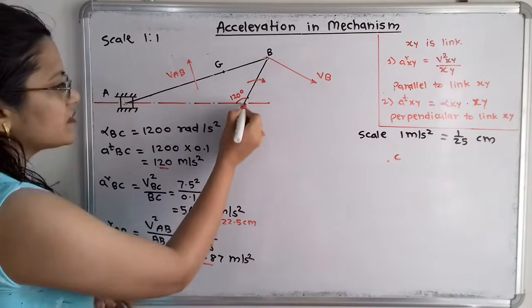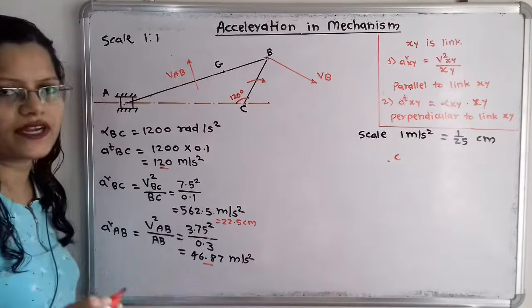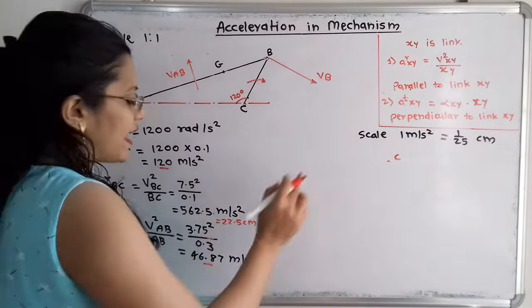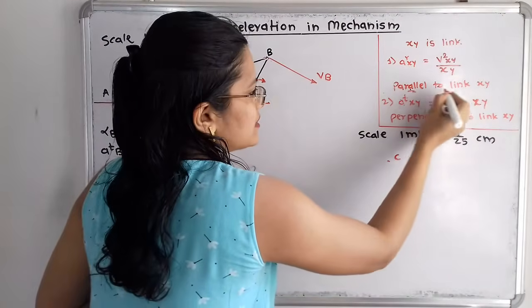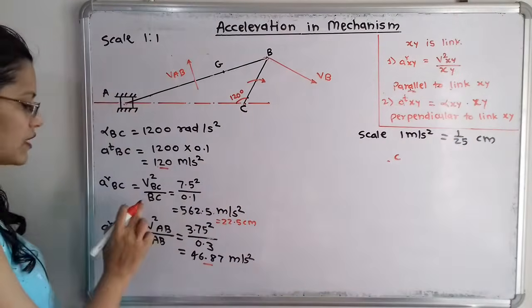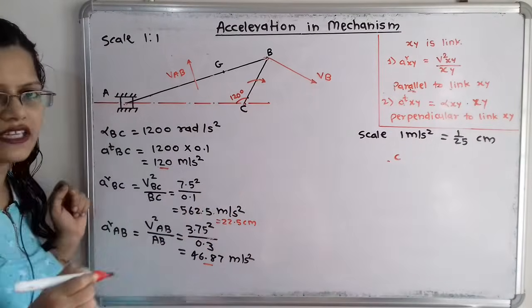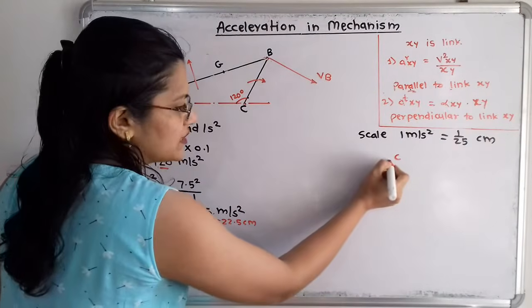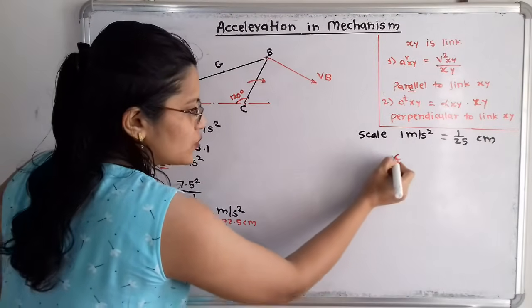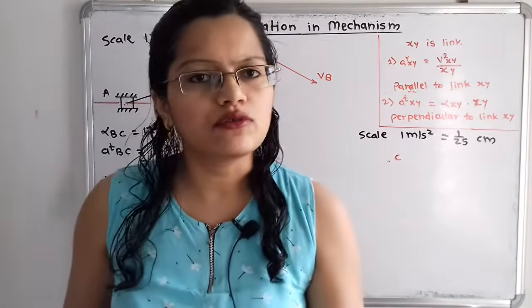So here C is the fixed point. So first we have to take here C is the fixed point. Now we know that the radial component is parallel to the link. So this is important. It is parallel to the link. So this is the radial component of BC and BC is in this direction. Now there are two directions for this point C, that is the downward direction also and upward direction also. So which direction we have to choose?